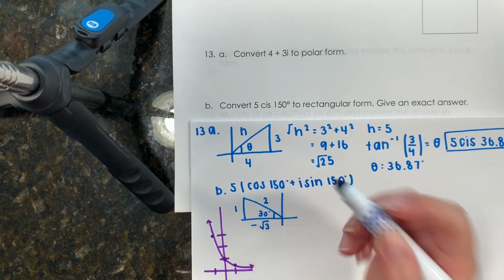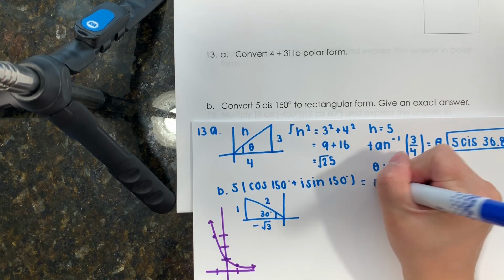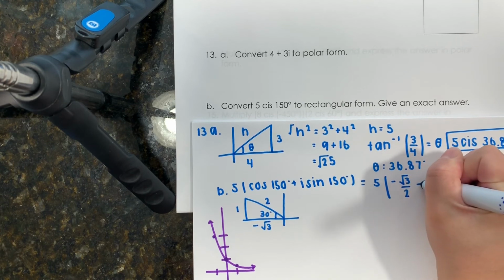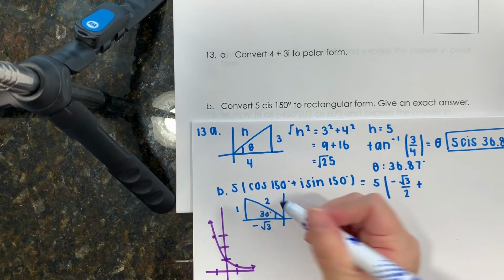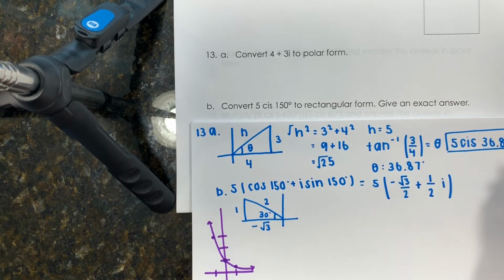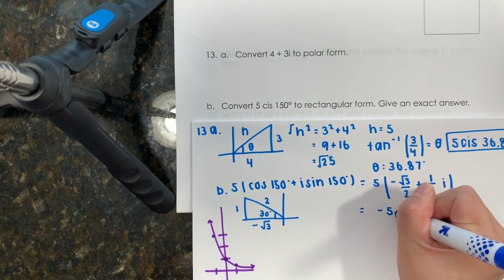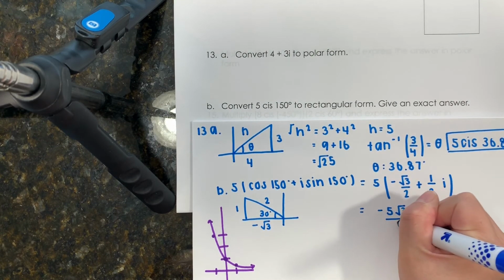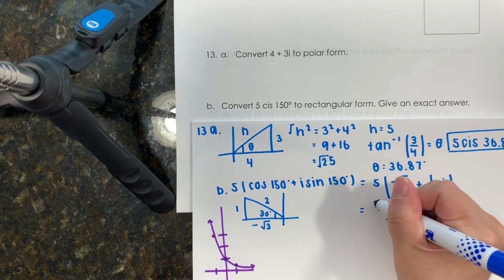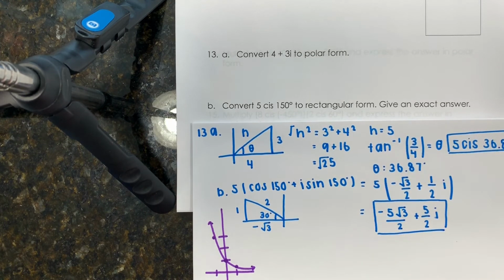Now the cosine of this triangle is adjacent over hypotenuse. So this would be 5 times negative root 3 over 2. The sine of this triangle will be opposite over hypotenuse, so that would be 1 over 2. Now all you're left to do is to distribute your 5, giving you a result of negative 5 root 3 over 2 plus 5 over 2 I, and that would be your result for converting from polar form to rectangular form.